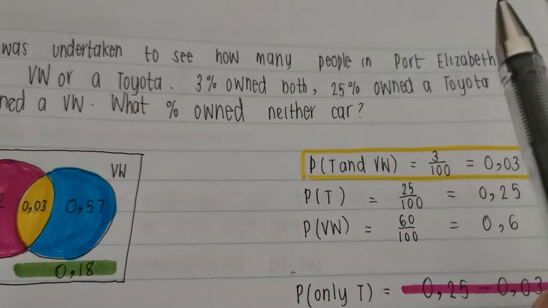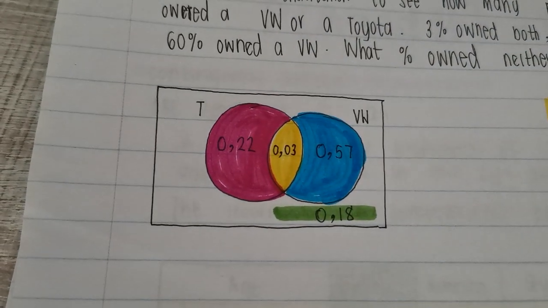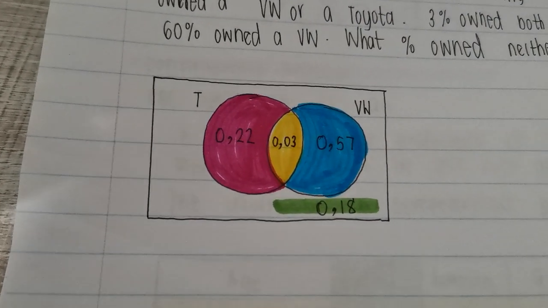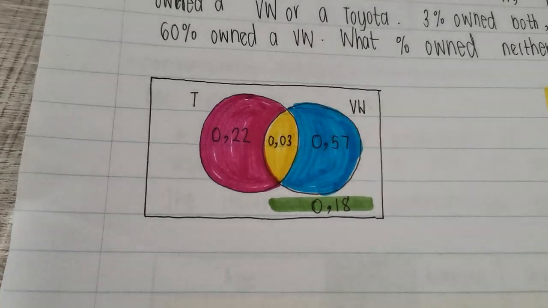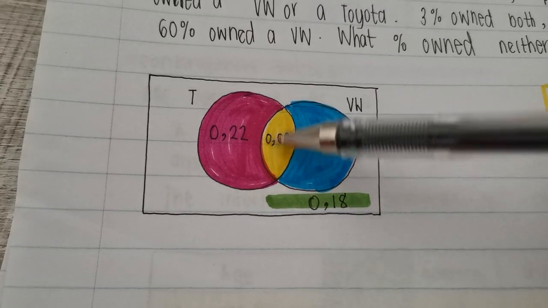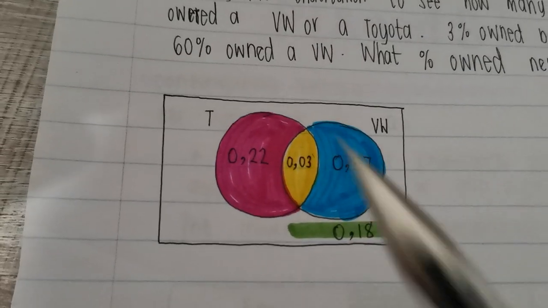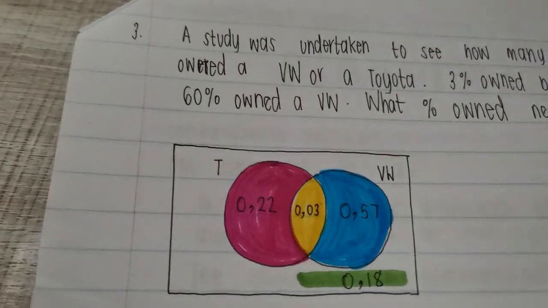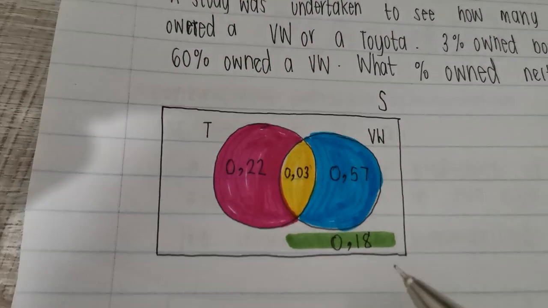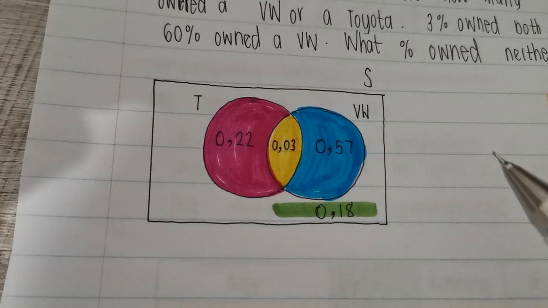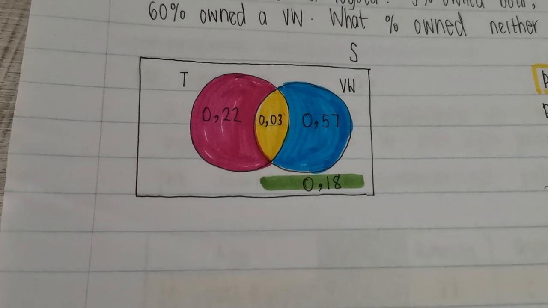25% owned a Toyota. So that means this whole thing over here should be 25%. I changed that to 0.25 and I subtracted the 0.03 from it because I want just the pink part, and there we go, 0.22. And 60% owned the VW. Again, I forgot to write the S for sample space. 60% owned the VW, and so that was 0.6 minus the 0.03 to give me 0.57.